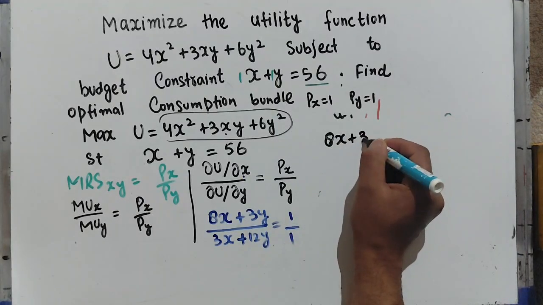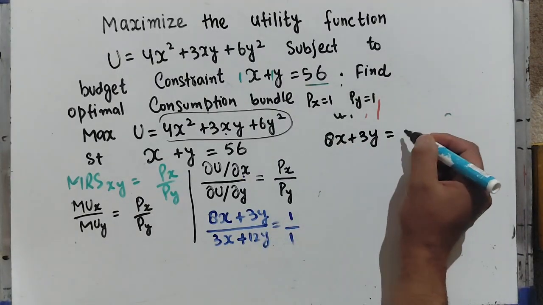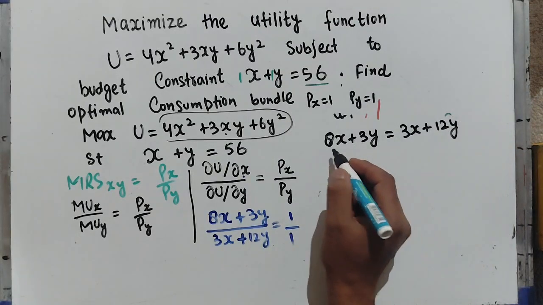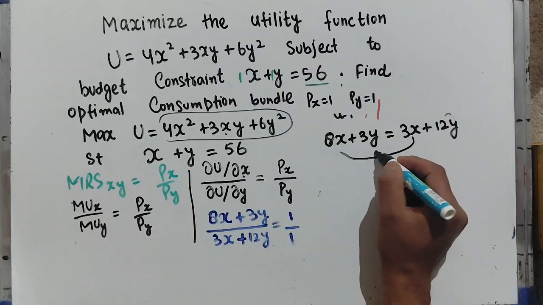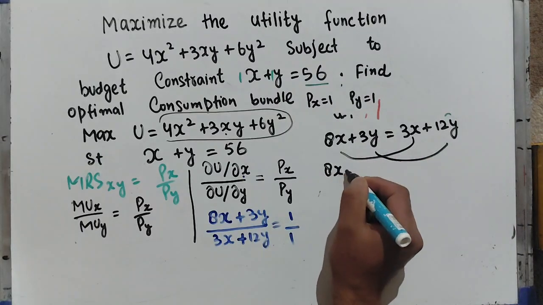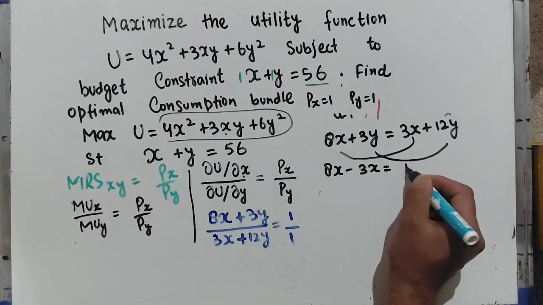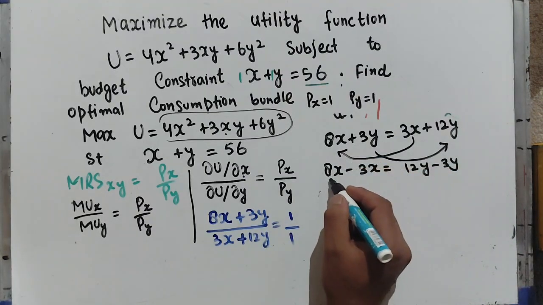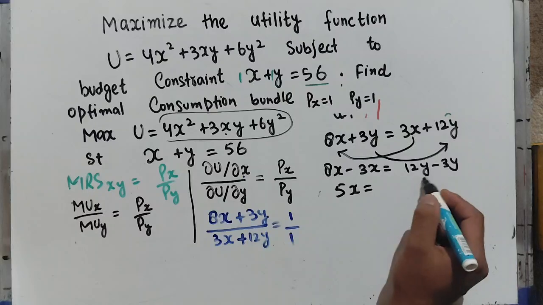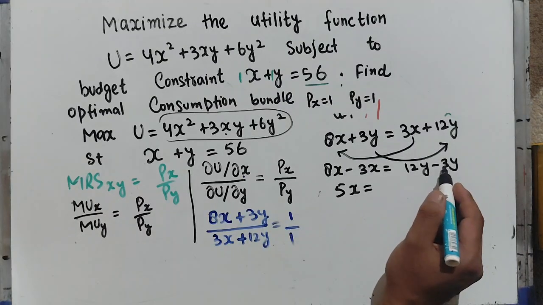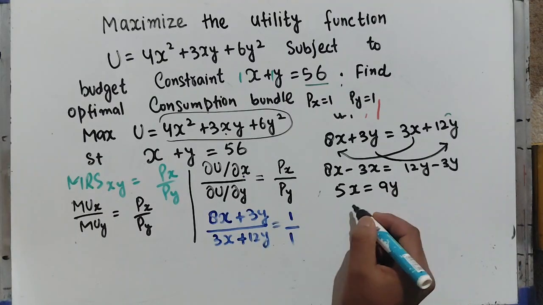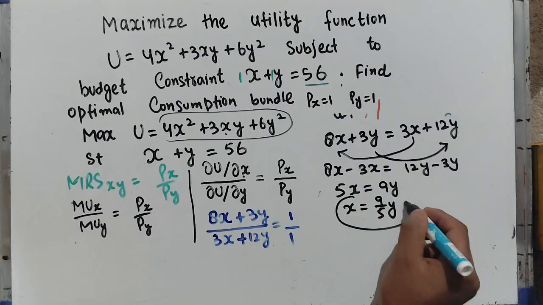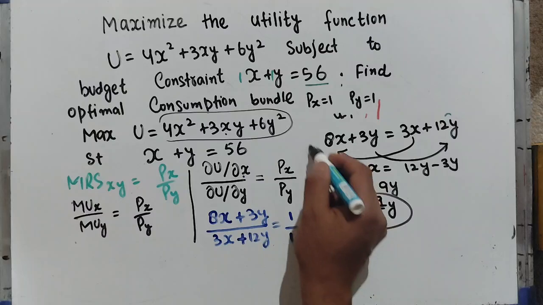Doing cross multiplication, it is equal to 3x plus 12y. I had written 8y here, so transpose this here and this there, so we get 8x minus 3x is equal to 12y minus 3y. Okay, so it is 5x is equal to 9y, or x is equal to 9 upon 5 y.